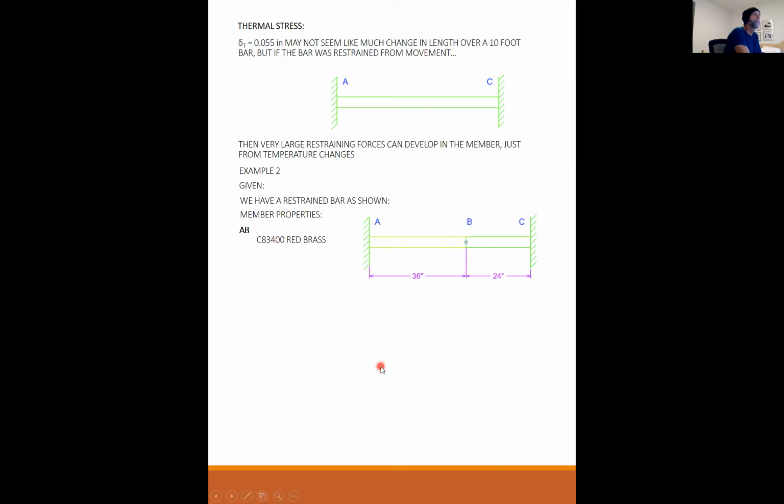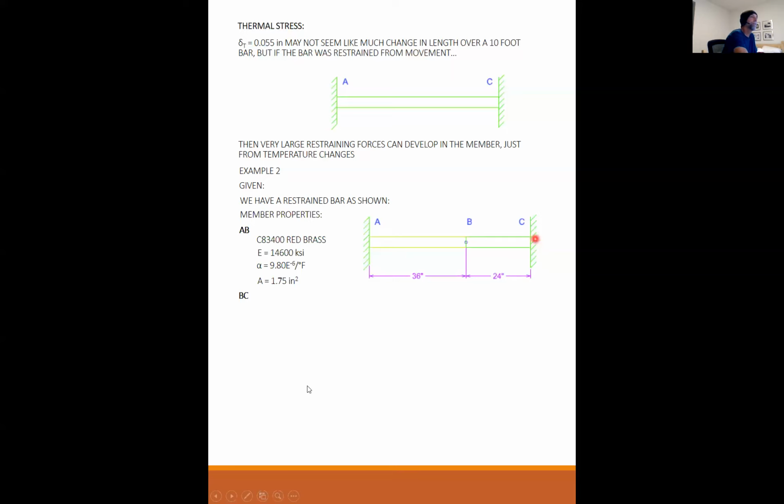Okay, so from A to B, this is what's known, according to the back cover of the book: C83400 red brass. It has a Young's modulus of 14,600 ksi, and it has an alpha of 9.80 e to the minus 6 per degree Fahrenheit. The area is 1.75 inches squared.